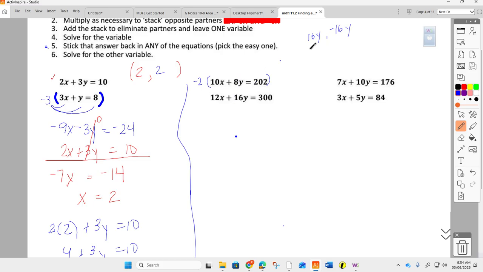If that part doesn't make sense to you, you can always just multiply, and then to find your product, make one positive, one negative, and then you can figure out what factors you have to multiply by. But here, this one's pretty straightforward. Negative 20x minus 16y equals negative 404. So now we're going to take this one and stack it below it. We didn't do anything to that one. We didn't have to.